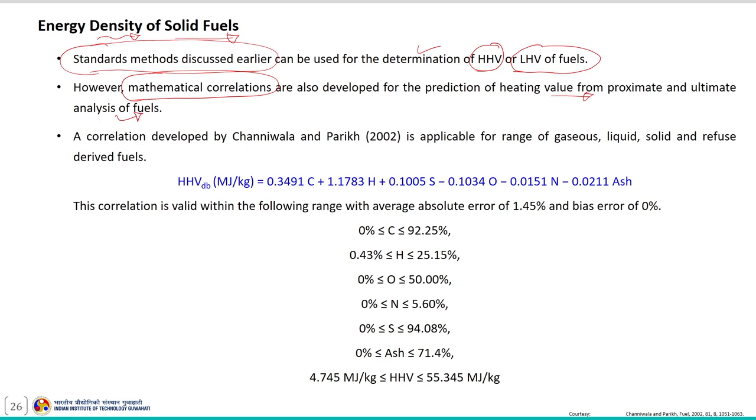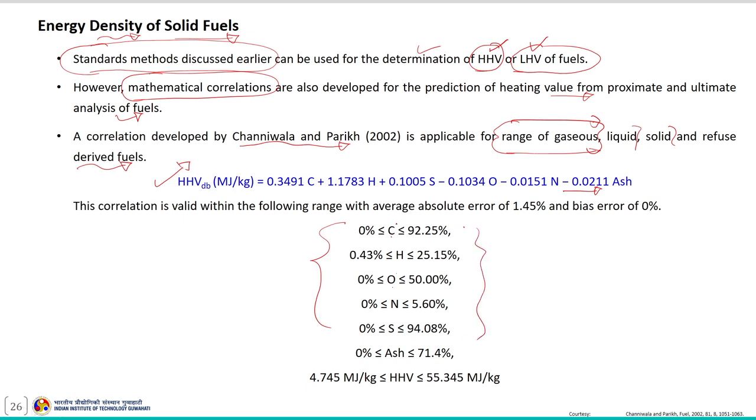And one such correlation, which is developed by these two authors, is applicable for a range of gaseous, liquid, solid, and refuse derived fuels. And this is the equation which can be used for the determination of the heating value, and the range of fuels which can be used for the estimation are mentioned here. And this is the expression which can be used to estimate these values. However, this correlation is valid within a certain range with average absolute error, or you can say the bias error.